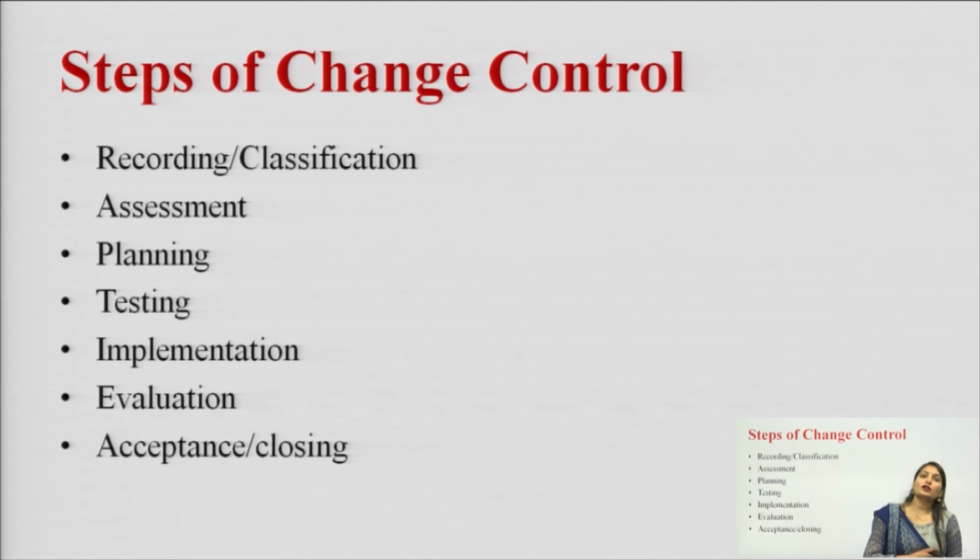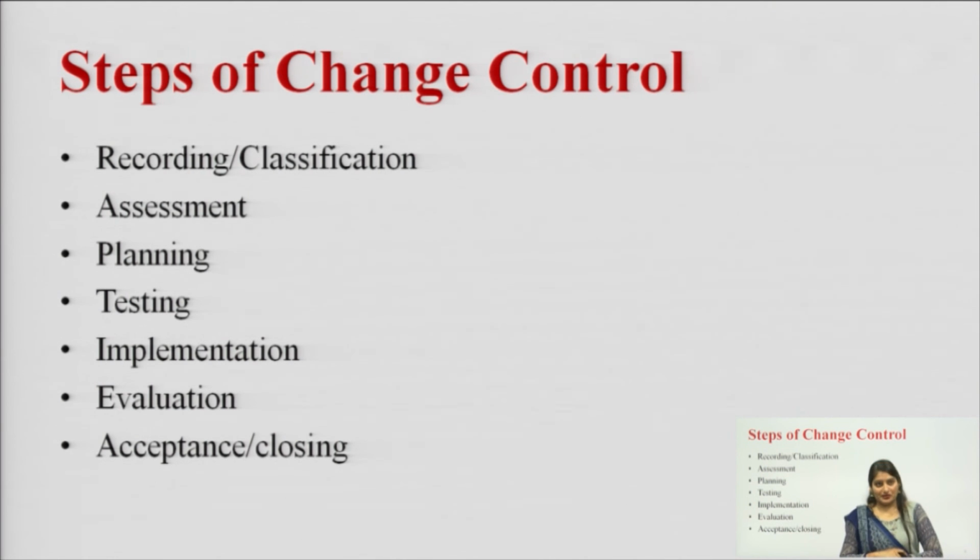First is recording or classification, second assessment, third is planning, fourth testing, fifth implementation, sixth is evaluation, and seventh is acceptance. So, first is recording. In this, whatever the change, we have to classify the change, whether this change is related to R&D, whether this change is related to the production department, whether it is related to the engineering department, or it is related to the quality control or quality assurance. Okay, we have to classify that change.